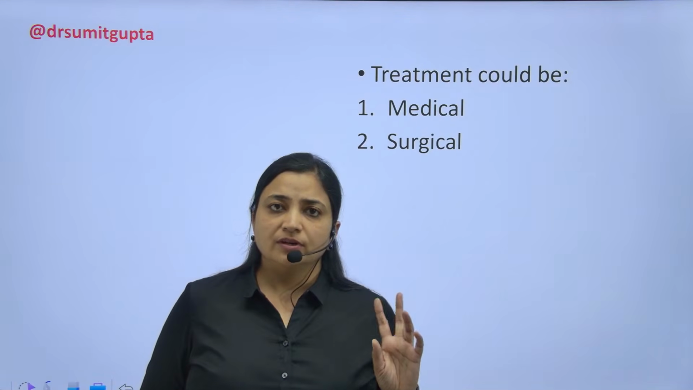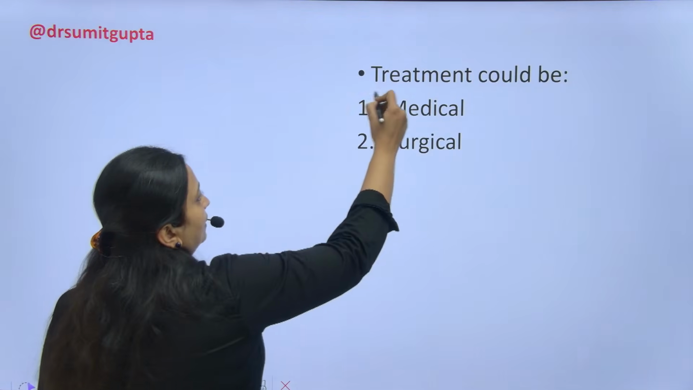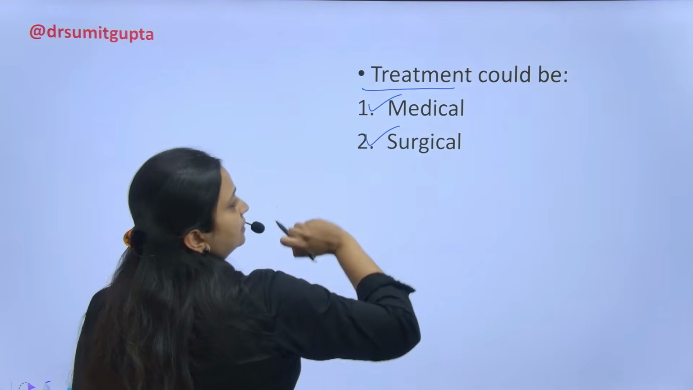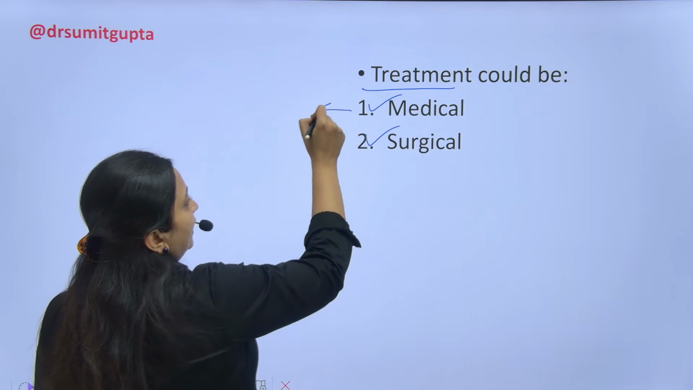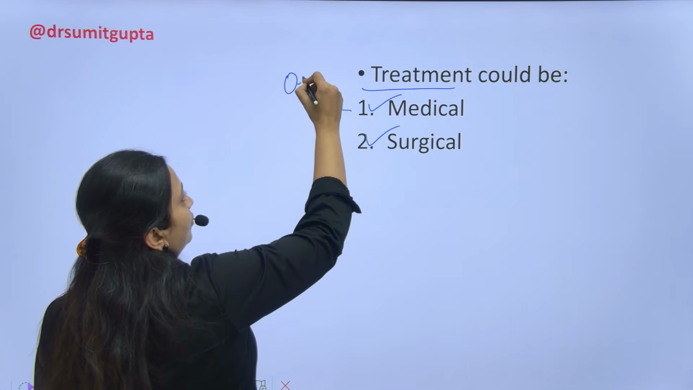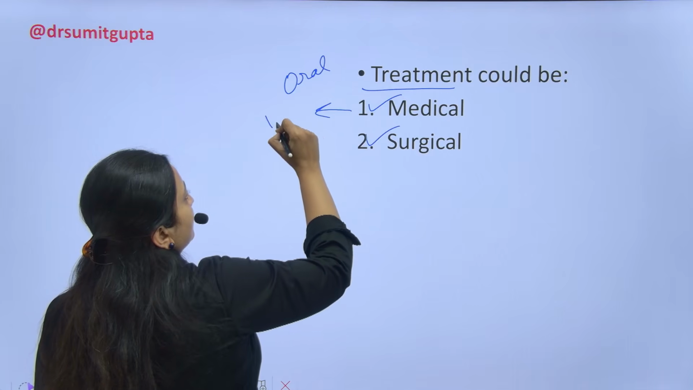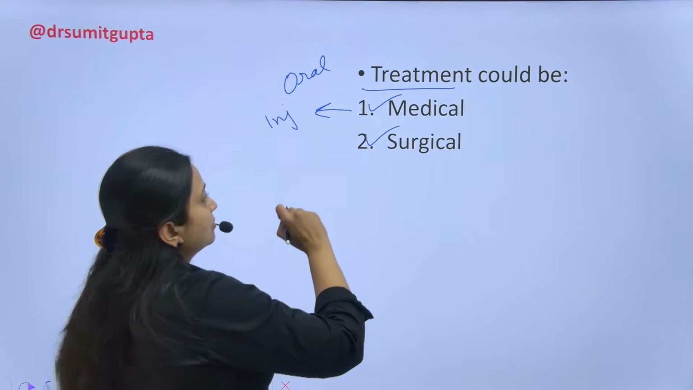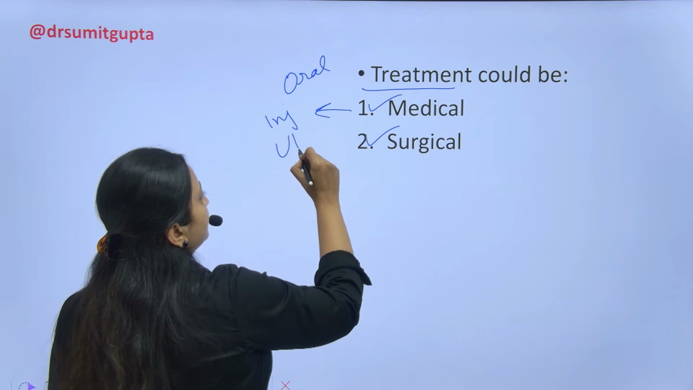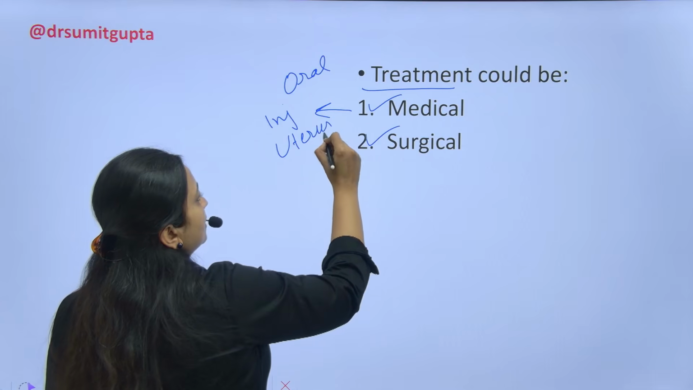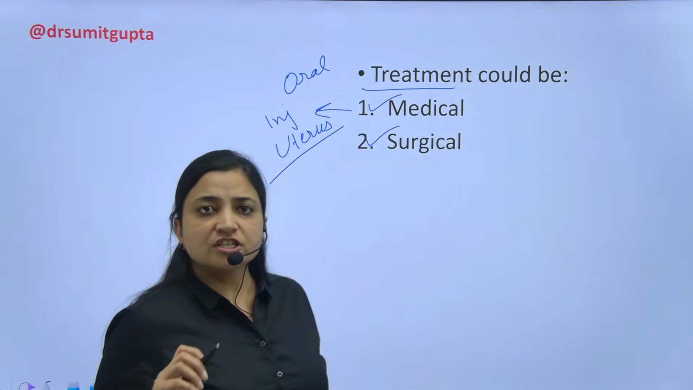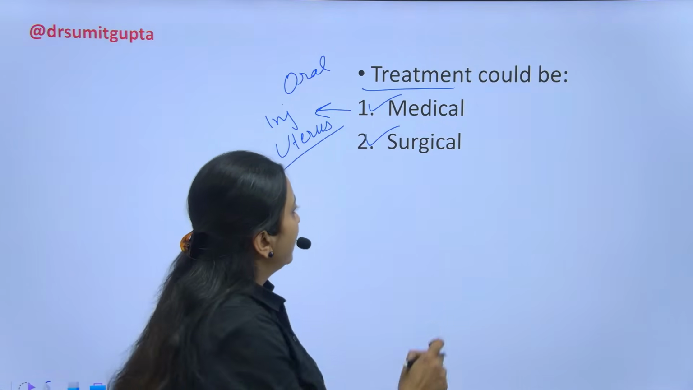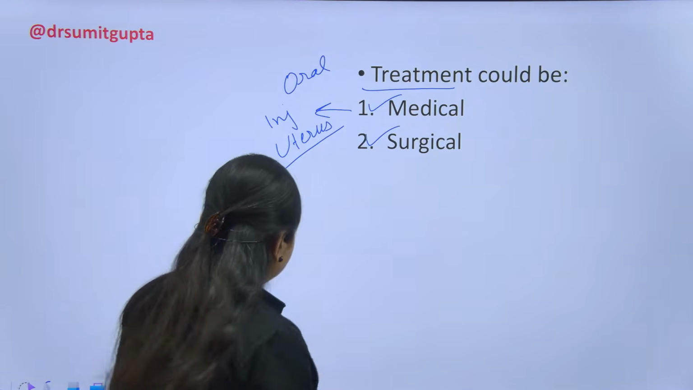As I talked about it, the treatment could be medical or surgical. Medical means anything which can be an oral preparation, injectable preparation, or anything which is kept inside the uterus, any medicine form which is used to control the bleeding, and surgical is definitely a surgical management.